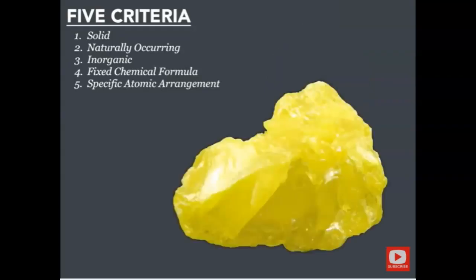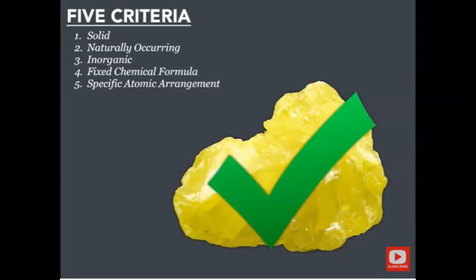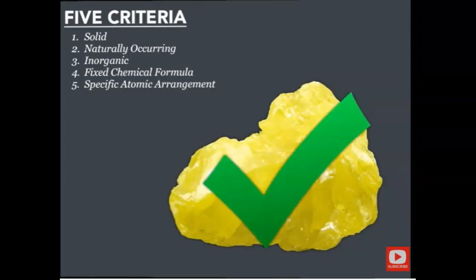What about this substance? This is sulfur. As you can see, sulfur exists as a solid. That's good. It's naturally occurring. It forms along volcanoes. It is inorganic, it's not living, and it never was living. It has a specific chemical formula. It's composed of the element sulfur. And it has a very specific atomic arrangement. If we could zoom in, we would see the atoms arranged in a specific way. So, for our criteria to be met, sulfur works. So, it is considered a mineral.